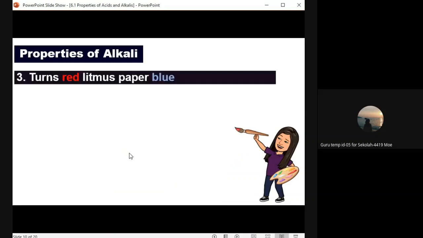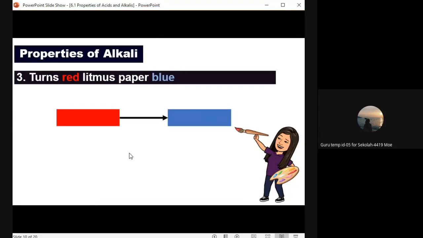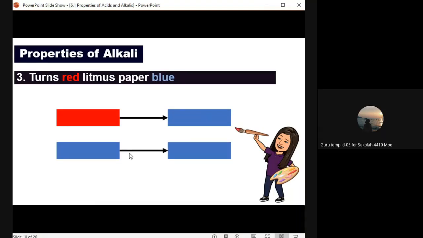Next. Okay, alkali will turn red litmus paper to blue. What if we test it with blue litmus paper? Then it will be no change lah. Okay, it just stays blue. So, one easy way to remember, how to memorize this.